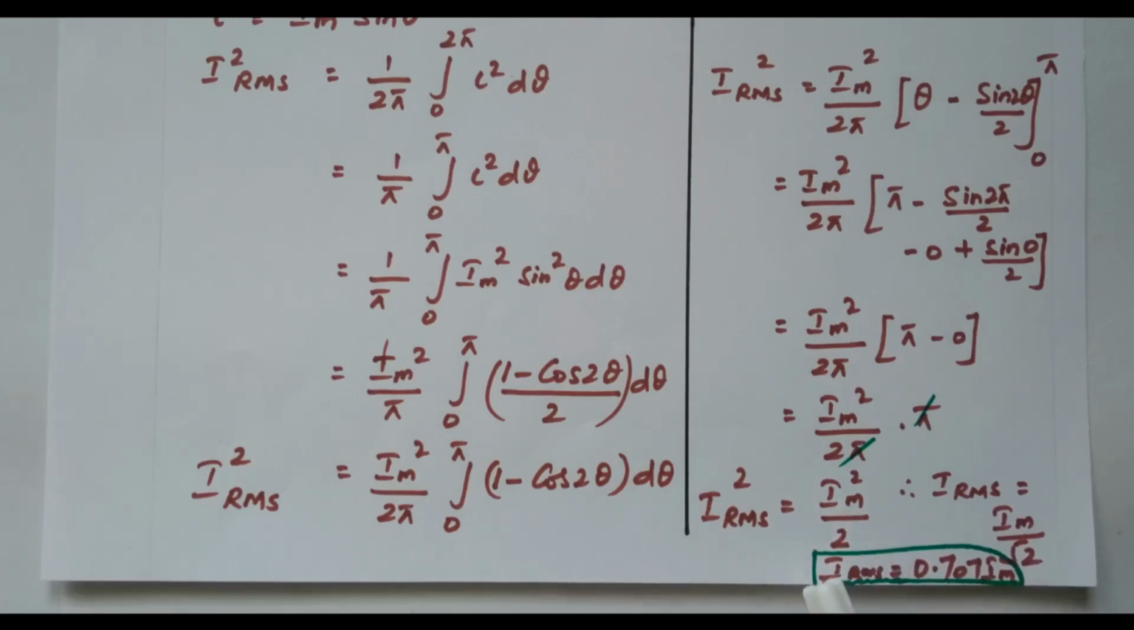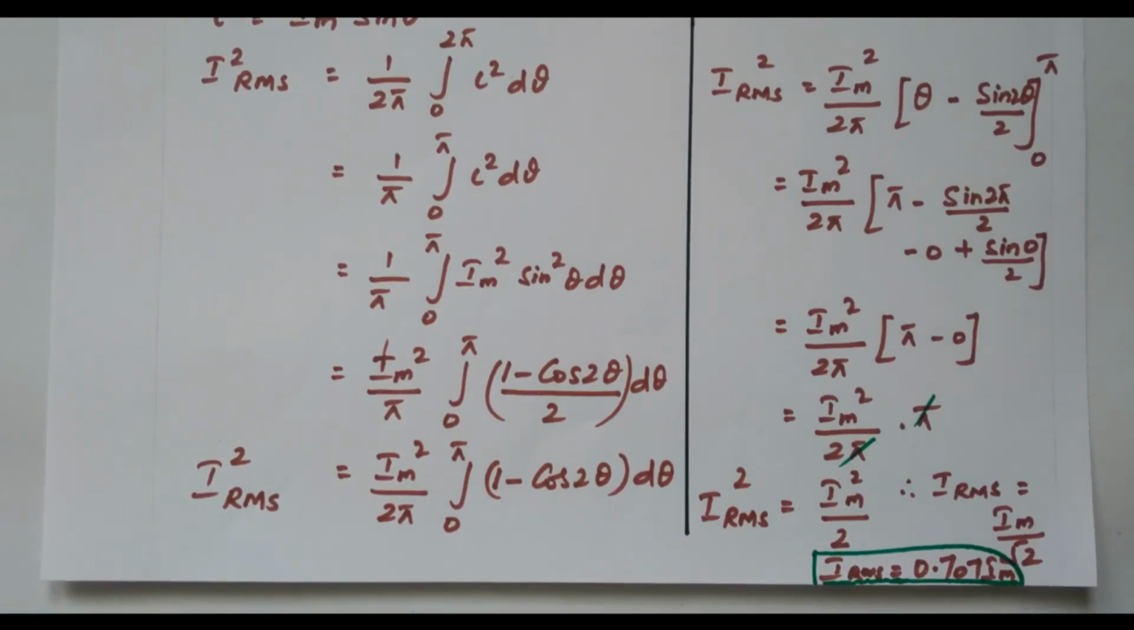Im square divided by 2. Now we'll take the square root on both the sides. So that I RMS equal to Im divided by root 2. This Im square becomes Im, 2 becomes root 2. So 1 divided by root 2 is nothing but 0.707. Right, the numerical value is available. So I RMS equal to 0.707 times Im.